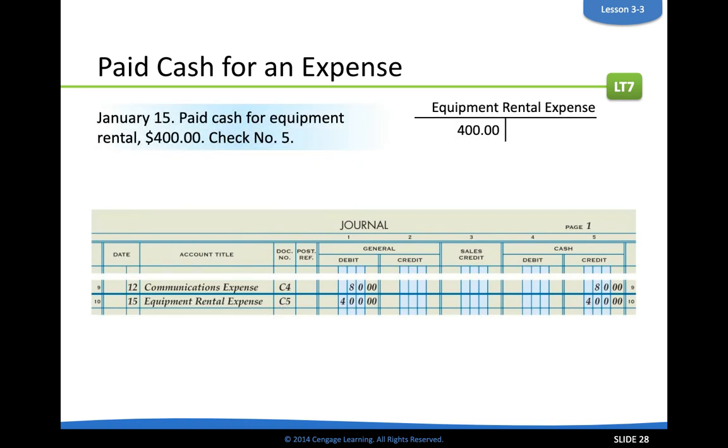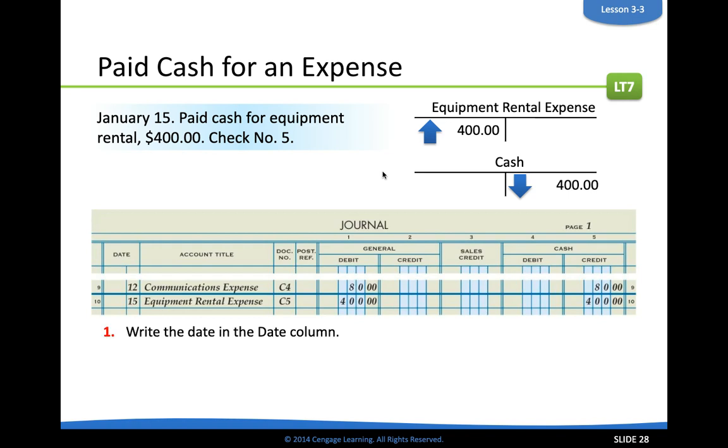Next transaction, paid cash for an expense. So in this one, we're just kind of going down here for 15. So on January 15th, paid cash. The effect of this transaction, we are going to debit equipment rental expense, which is an owner's equity account, for $400, and we are going to credit cash for $400.